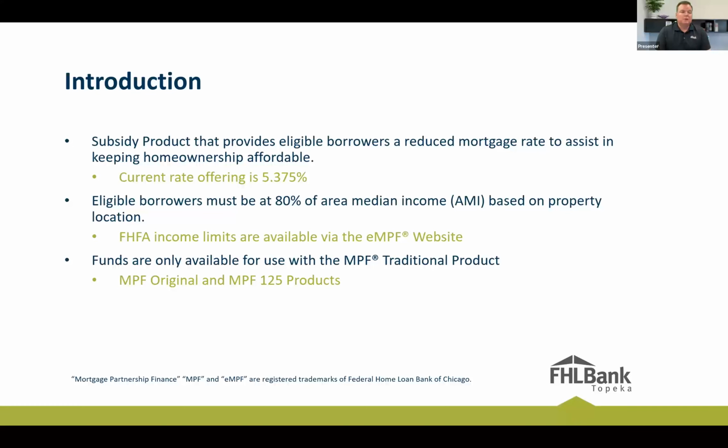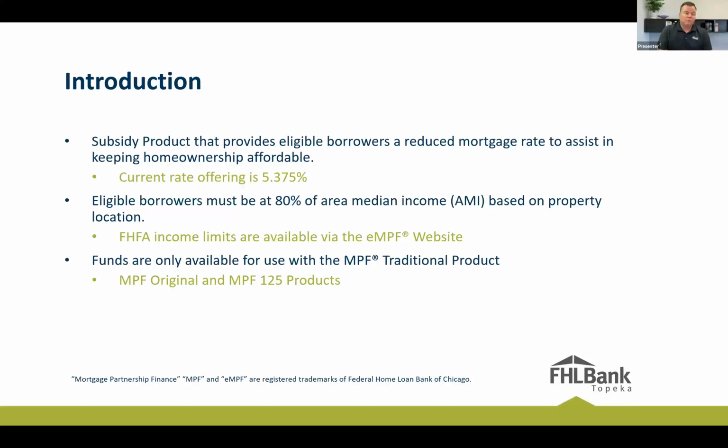So the subsidy product utilizes Federal Home Loan Bank grant funds, essentially. We refer to them primarily as subsidy funds, just so we don't confuse it with our turnkey products. But they are essentially grant funds, in which we will use these funds to buy down the interest rate for your borrowers and then guarantee a premium to the institution on the back end.